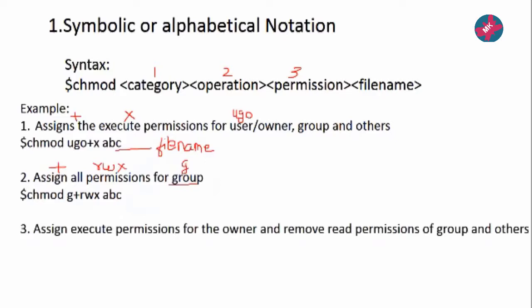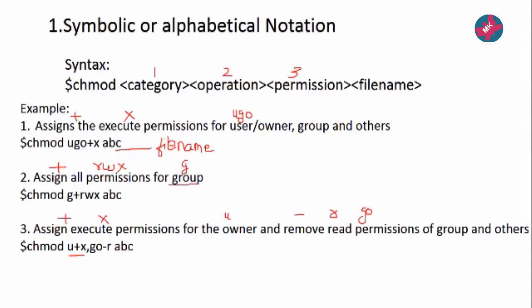Third example. Now say suppose assign execute permissions, means X, for the owner, and remove read permissions. Remove means what? Here a minus sign will be there. Then read permissions, minus R, to group and others. So how will you write this? So here see, user is to be given plus X. And what about others? GO.